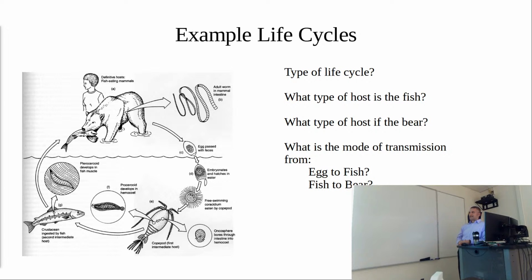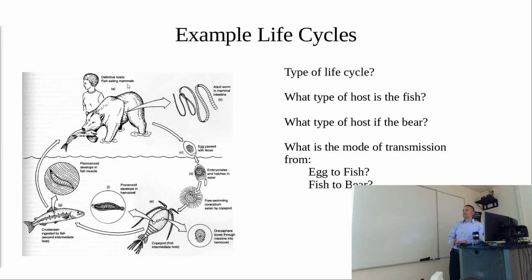This is a bad diagram. I should have picked another one because what type of host is the fish? It's actually on the diagram. Didn't notice that. Second intermediate host. It's an intermediate host, and in this case, it's the second intermediate host because it has to first go into the copepod, transform to this larval stage, and then once it gets to this larval stage, now it can transform to this after it gets into the fish. If it doesn't get to that stage when the fish eats it, that's it. Parasite's done. All right. And what type of host is the bear?